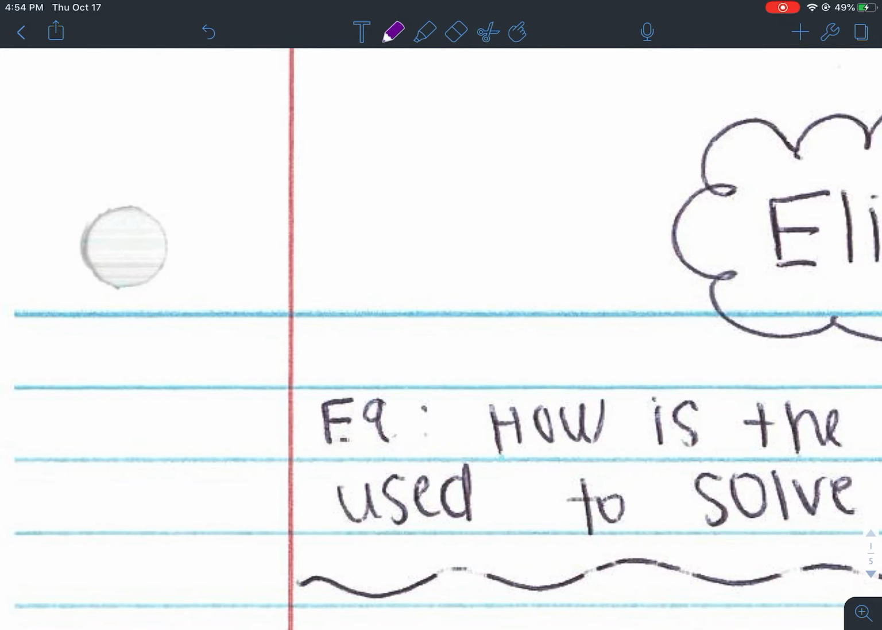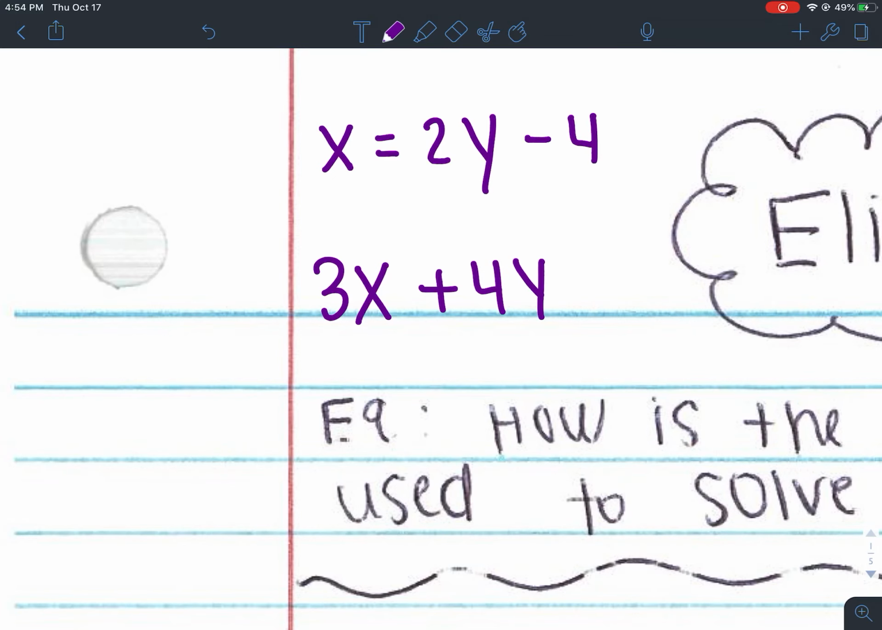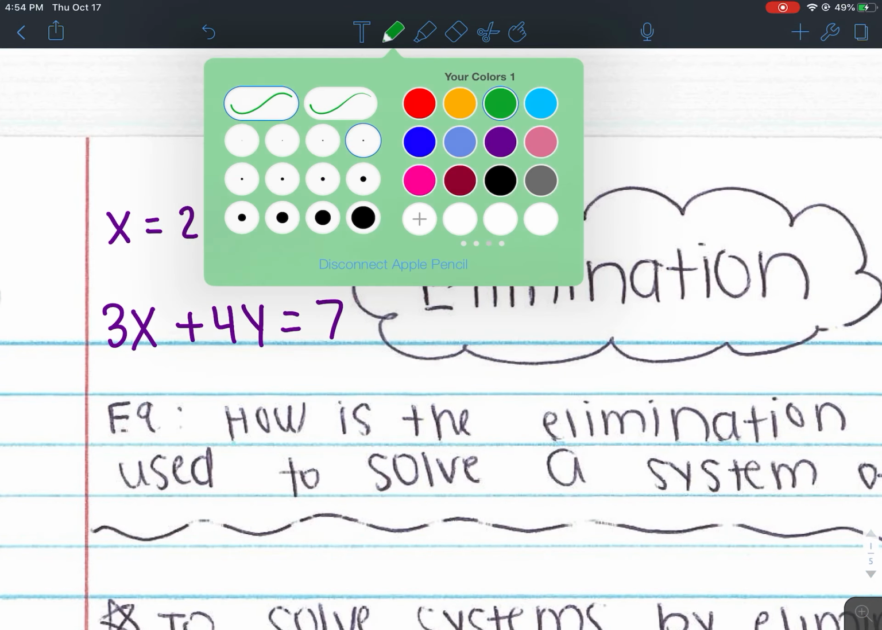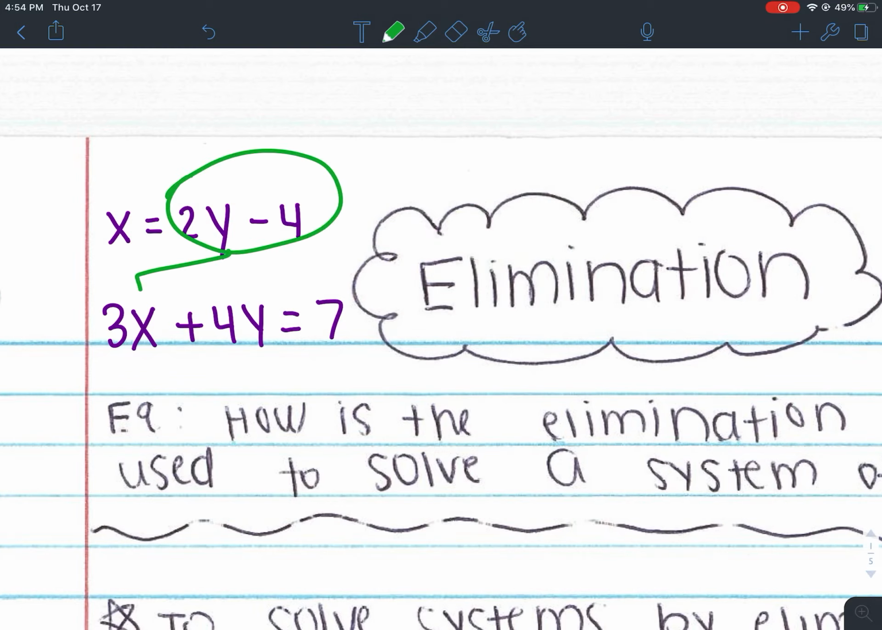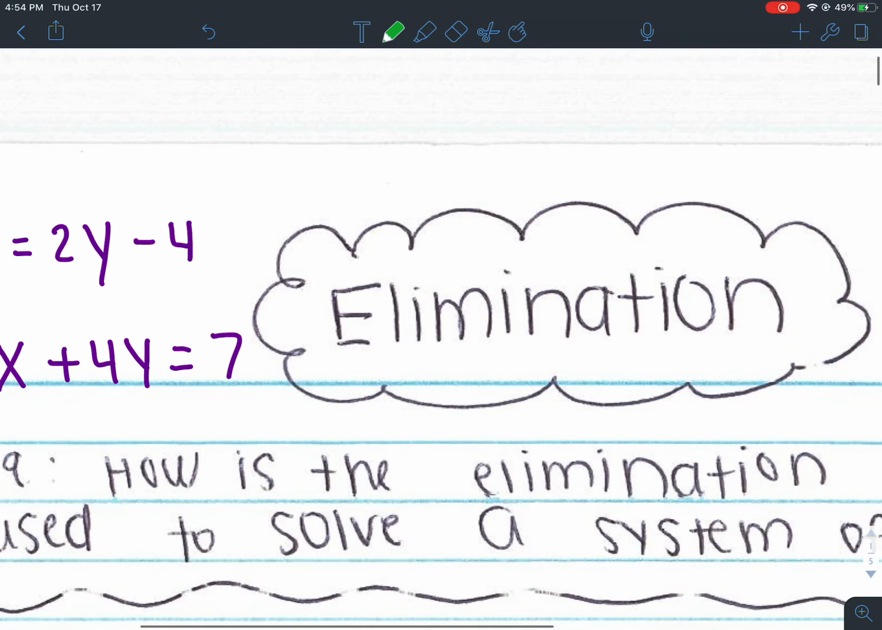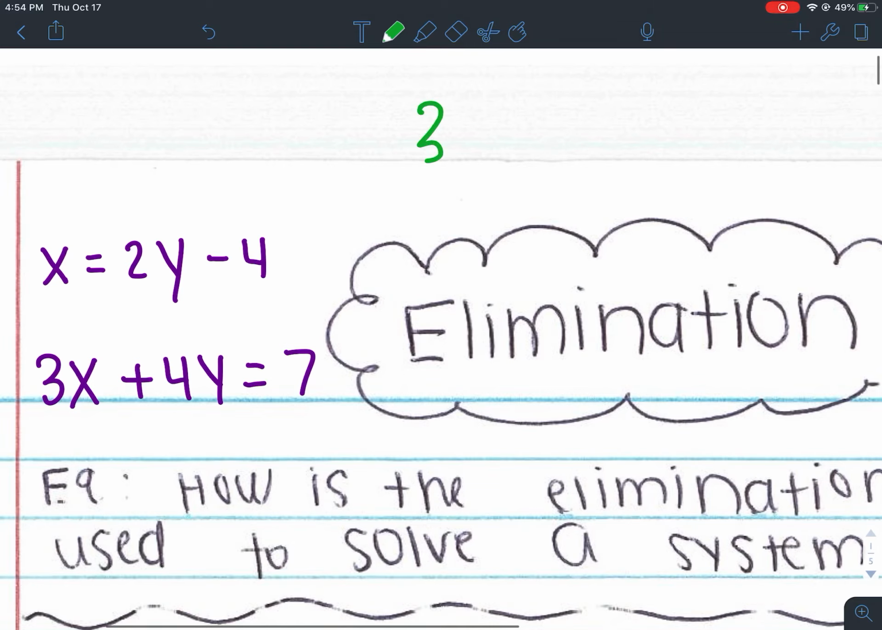An example of substitution, like the previous day, you were given something like x equals 2y minus 4, and then 3x plus 4y equals 7. And you were like, oh, substitution, I know what to do. I take this value and I plug this in for x, right? This one was super easy to do substitution because they already had an x variable by itself, so I can substitute really quickly.